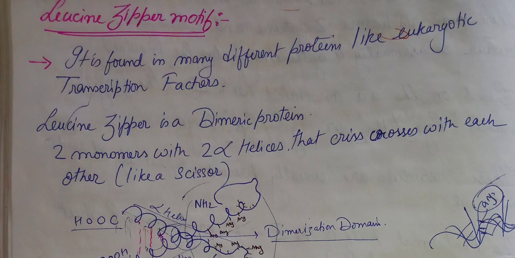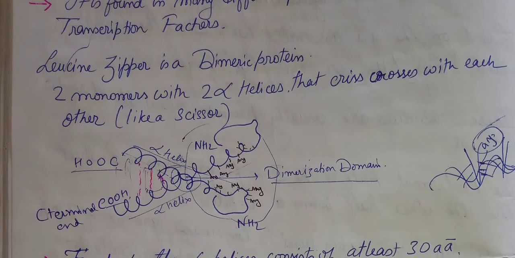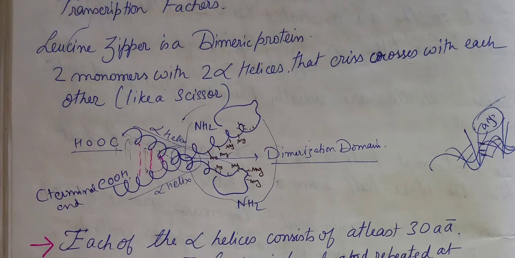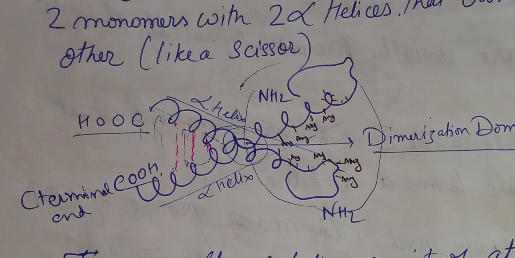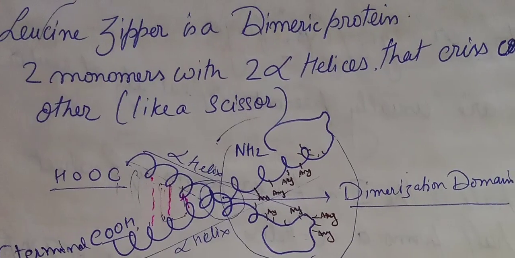The leucine zipper is a dimeric protein. That means it forms a dimer, that is, two monomers with two alpha helices that crisscross over each other just like a scissor. You can see two alpha helices, as shown here, that crisscross with each other like a scissor.